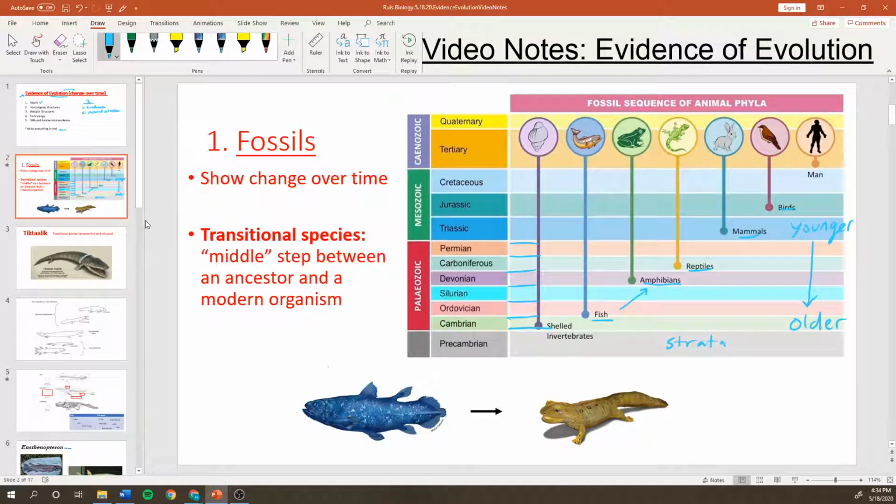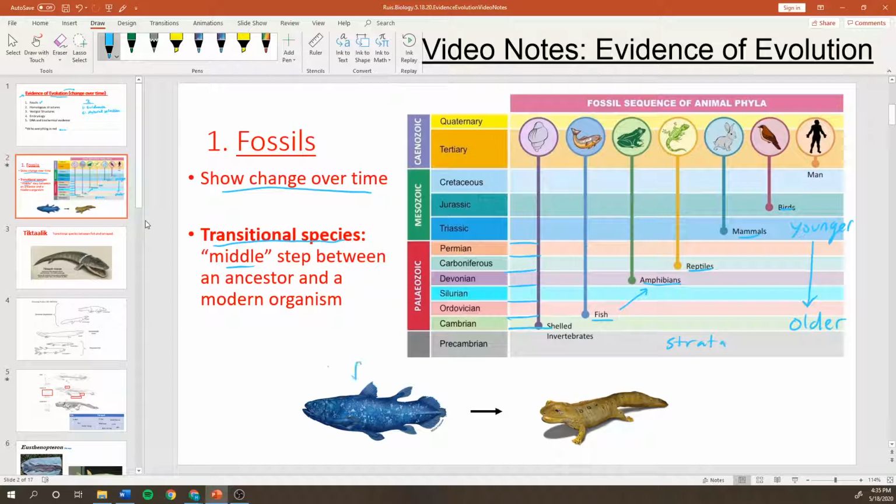The fossil record shows us the timeline a little bit, right? So it shows us the change over time, and then also it shows us something else called transitional species. These are really cool. I'm going to show you a couple. They are a middle step between an ancient organism and a modern organism.